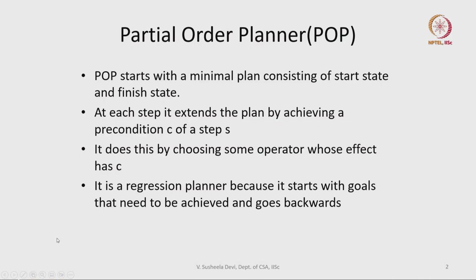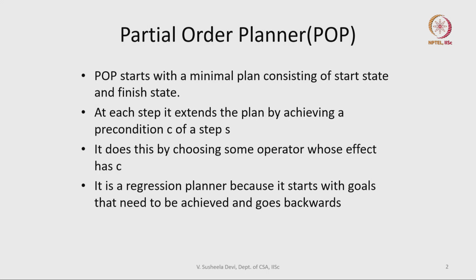Okay, so this partial order planner is actually a regression planner. A regression planner starts with the goal state and goes backwards till it comes to the start state. So that's why it's called a regression planner. But it doesn't go completely according to the order. Okay, so that's why it's called a partial order planner.